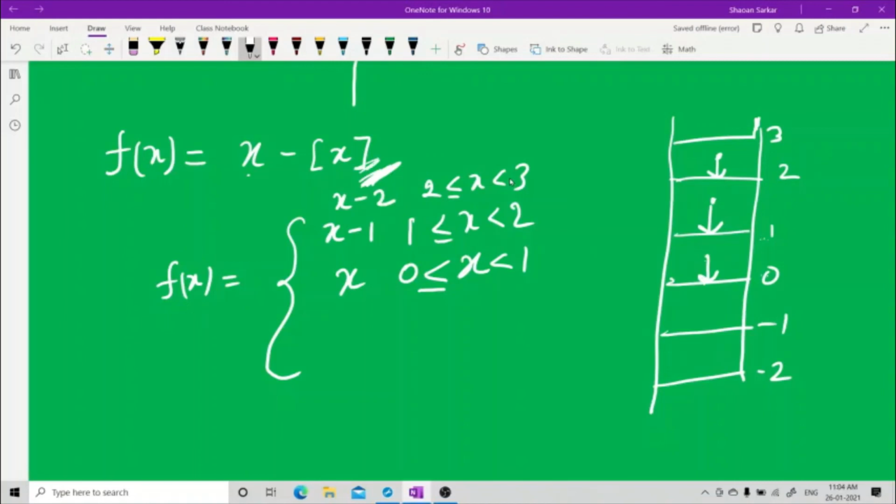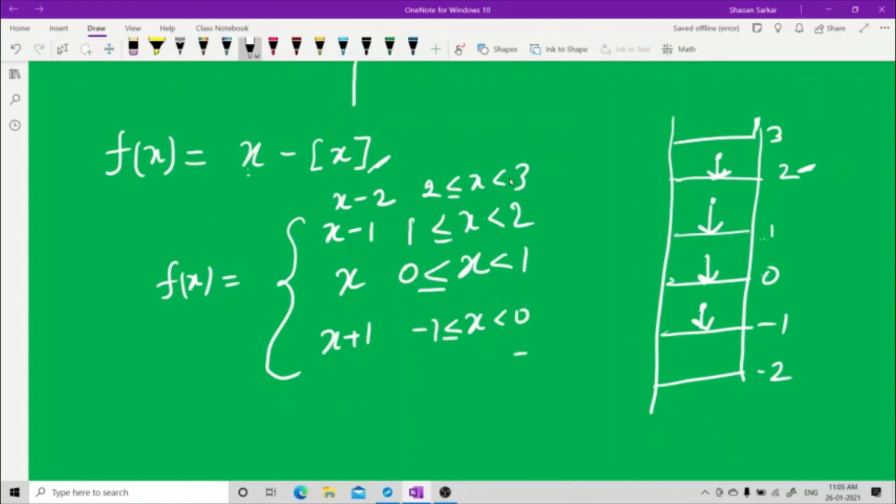Because this floor function will come to 2 here. Now, if a number is between 0 and minus 1, the floor function will give me minus 1. Let me rub this. Yes, this floor function will give me minus 1. So x minus of minus 1, that will be, let me now rub it, this will give me x plus 1. This will give me x plus 1 for x less than 0, greater than minus 1.